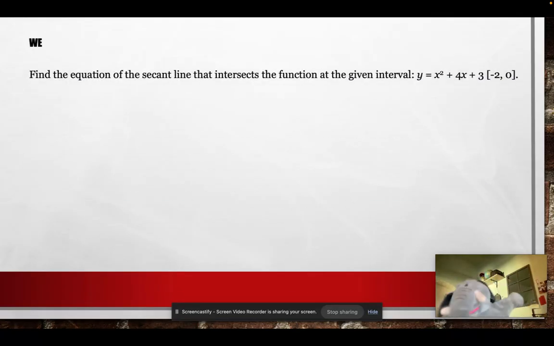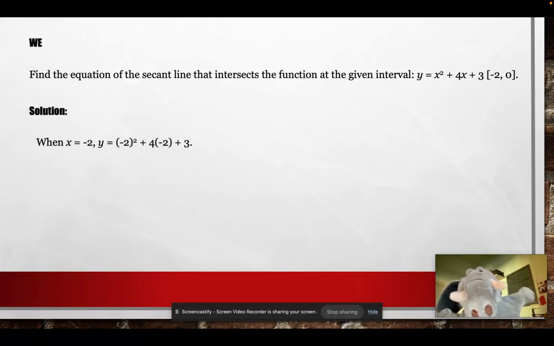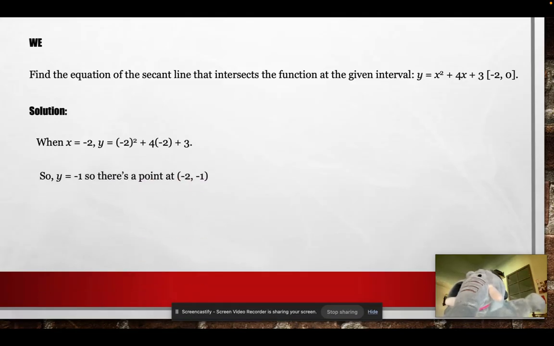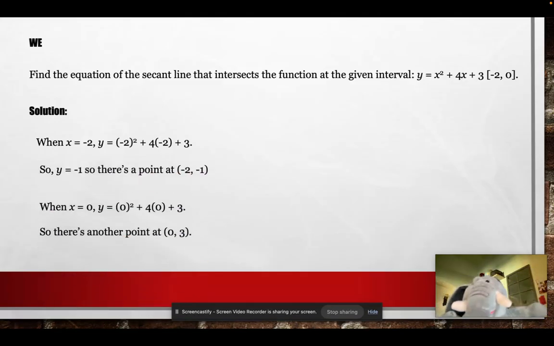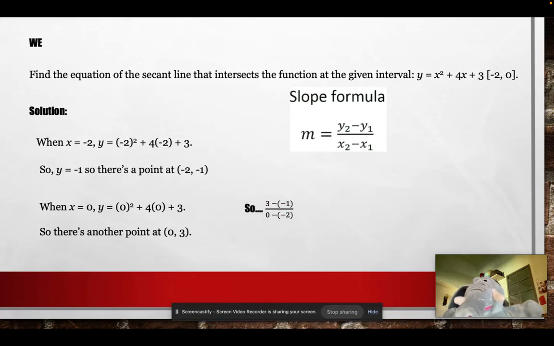Okay, finally, almost done on the we problem. Go ahead and pause it if you need to. Why don't you pause it and give this one a shot, see if you could do it yourself. Okay, so here we go. Solution, if we sub in -2, we're going to get a point at -2, -1 rather. And if we sub in a 0, we're going to get 0, 3. We're going to use that in our slope formula. And we're going to get this, the slope is 2.